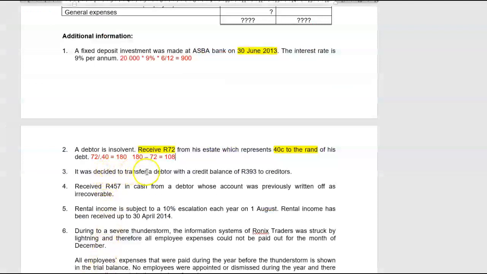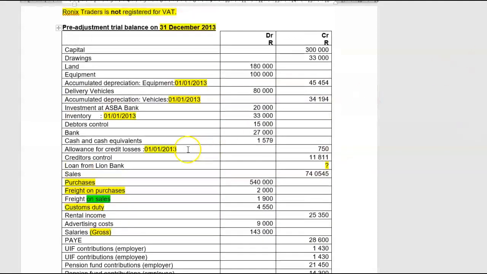Number 3, it was decided to transfer a debtor with a credit balance of 393 to creditors. So if it had a credit balance in our books, how are we going to get it out of the debtors account? We will have to debit the debtors account with 393. Let's just update our debtors account here somewhere. What did we write off here in total? We've written off in total 180 Rand. Less 180 Rand, and now, well, there was a credit balance, so what are we going to do? We're going to debit this account with 393 Rand.